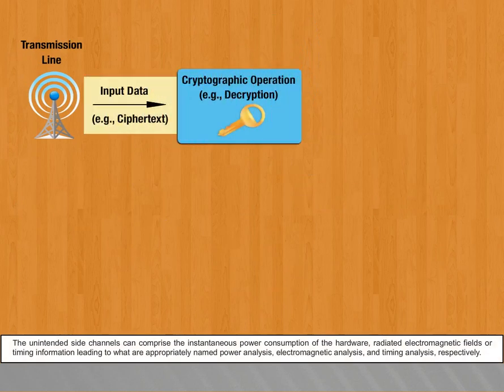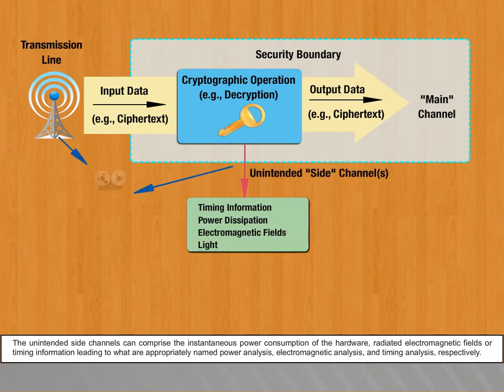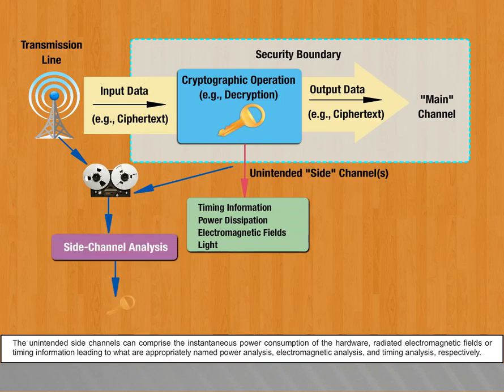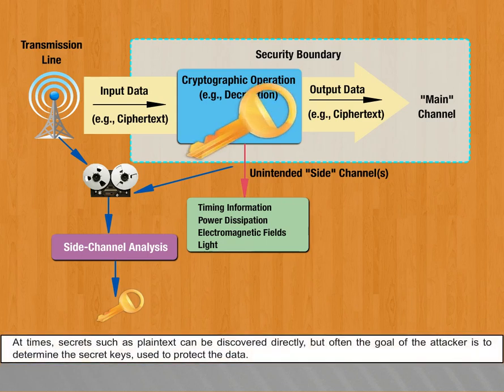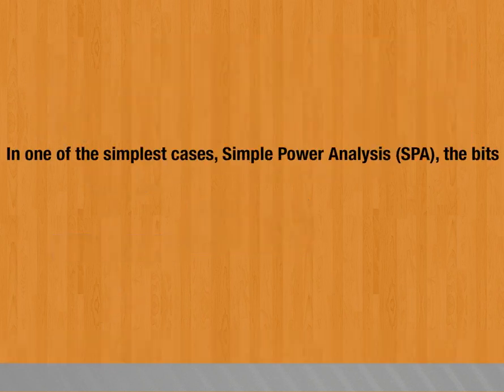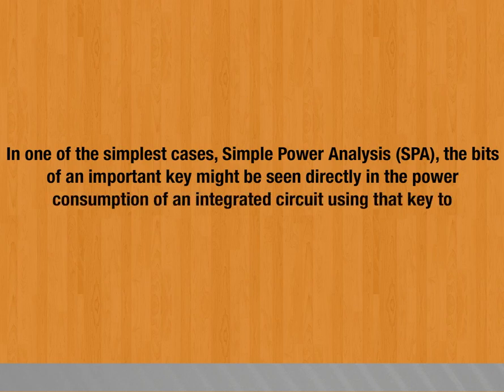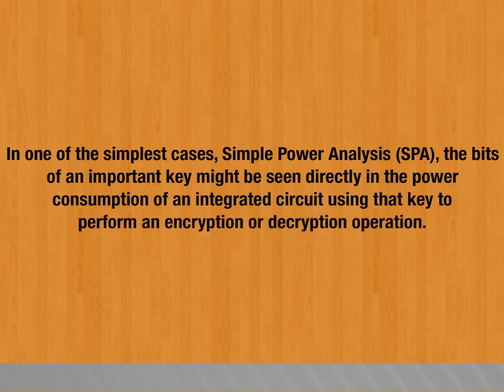The unintended side channels can comprise the instantaneous power consumption of the hardware, radiated electromagnetic fields, or timing information, leading to what are appropriately named power analysis, electromagnetic analysis, and timing analysis, respectively. At times, secrets such as plaintext can be discovered directly, but often the goal of the attacker is to determine the secret keys used to protect the data. In one of the simplest cases, simple power analysis (SPA), the bits of an important key might be seen directly in the power consumption of an integrated circuit using that key to perform an encryption or decryption operation.